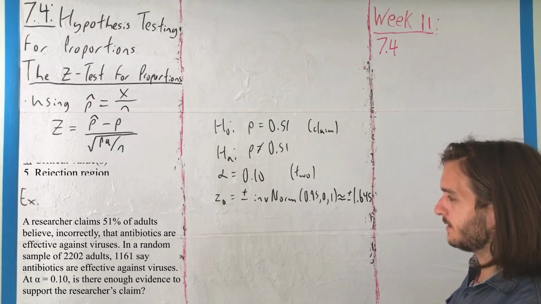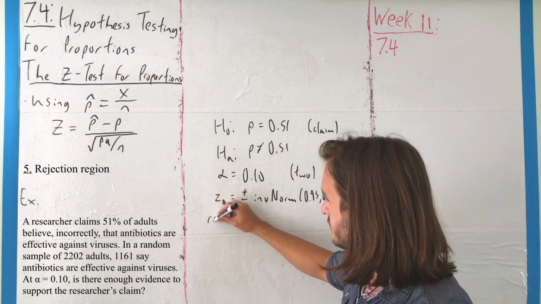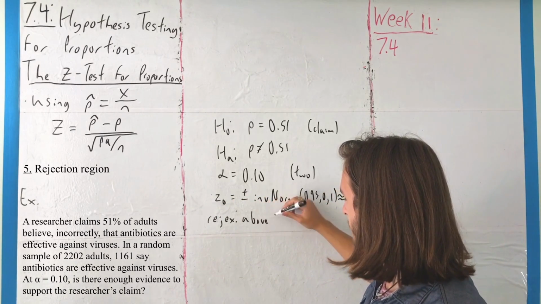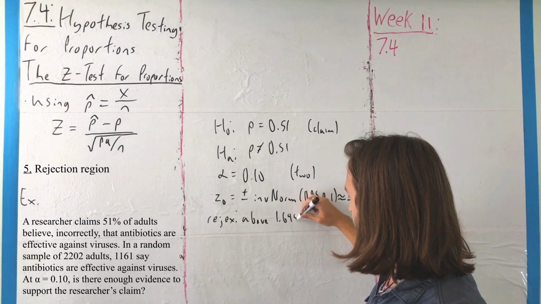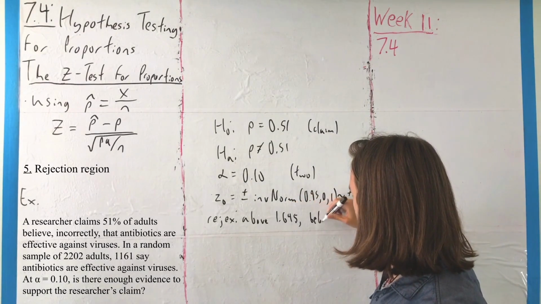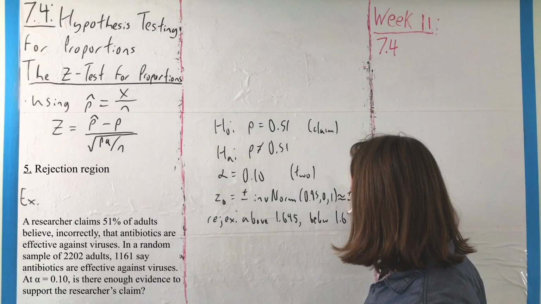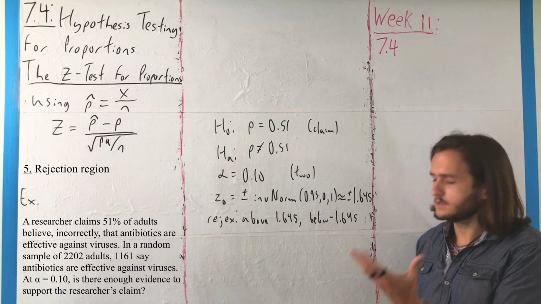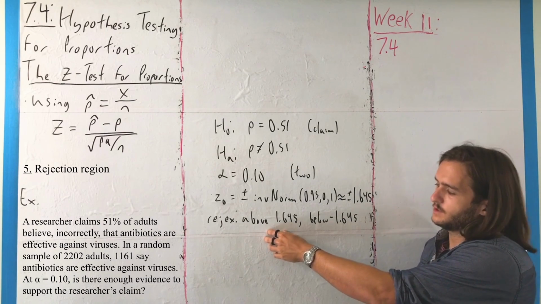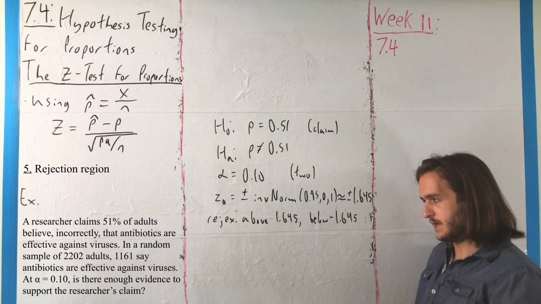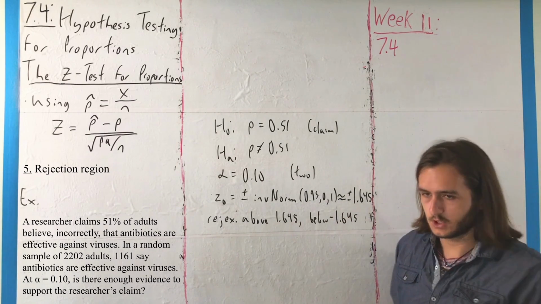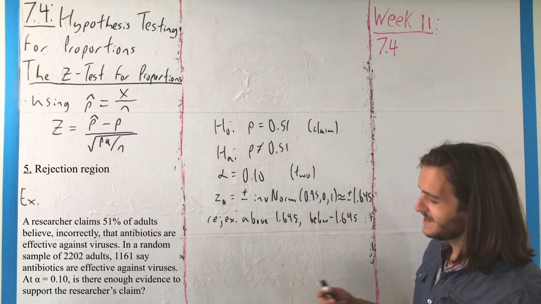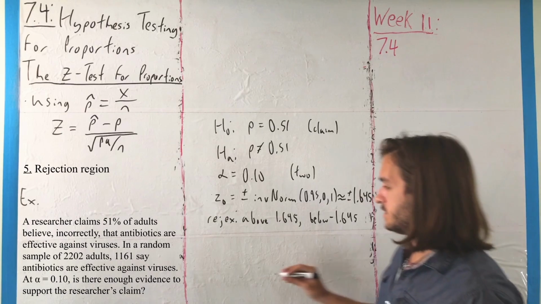So if you want to talk about our rejection regions, those would be above the big one and below the negative one. That would be Z greater than or equal to 1.645, less than or equal to negative 1.645. That serves the purpose. I'm being a little shorthanded because, again, I'm not the biggest fan of the critical value method. Anyway, these are our rejection regions.